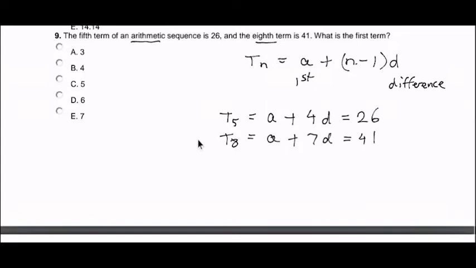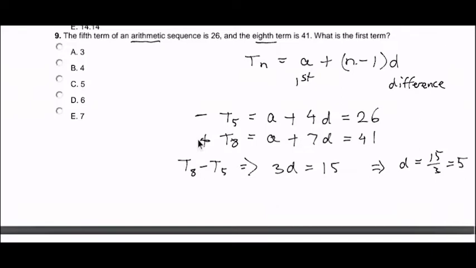Okay, so what we're going to do now is subtract them from each other because we can cancel. So let's subtract t5 from t8. So t8 minus t5, if we subtract 5 from 8, that will give us a result of 3d is equal to 15. So therefore d is equal to 15 over 3, which is going to be equal to 5.